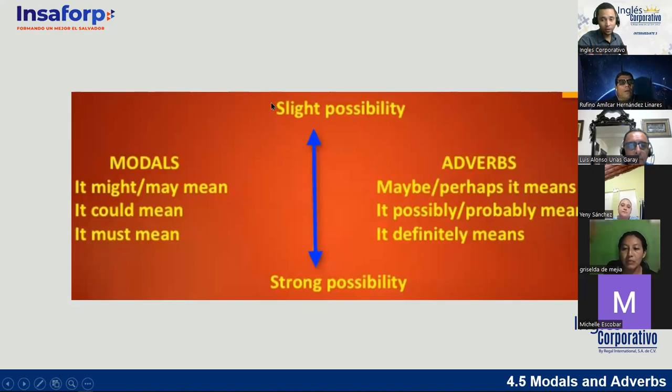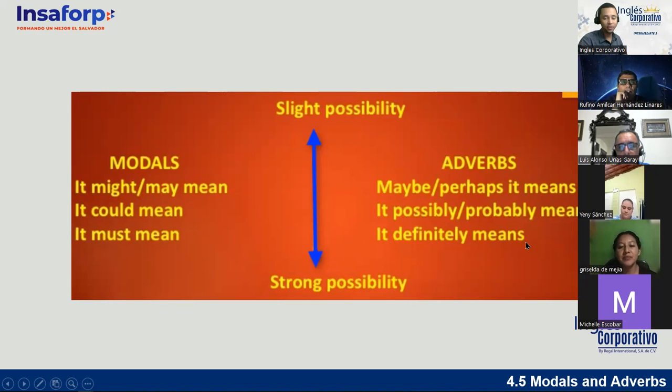This is in the video that you'll find in section 4.5, okay? Modals of possibility. There is a slight possibility and a strong possibility. And there are modals: it might or may mean, it could mean, it must mean. And there are the adverbs: maybe, perhaps it means, it possibly means, it probably means, it definitely means.